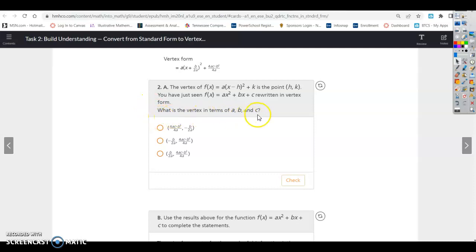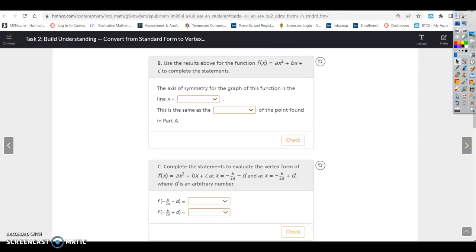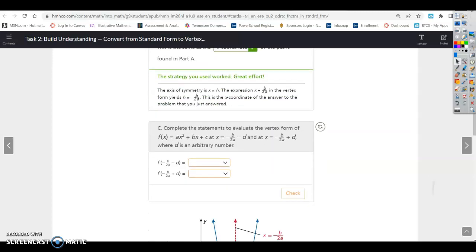All right, so you've seen standard form rewritten in vertex form. What is the vertex in terms of a, b, and c? It would be negative b over 2a, and then this part here is your y. So this would be our x and y, or in vertex form, that's our h and k. All right, use the results above from the function to complete the statements. The axis of symmetry for the graph is negative b over 2a. You can see that was our x. This is the same as our x-coordinate from before.